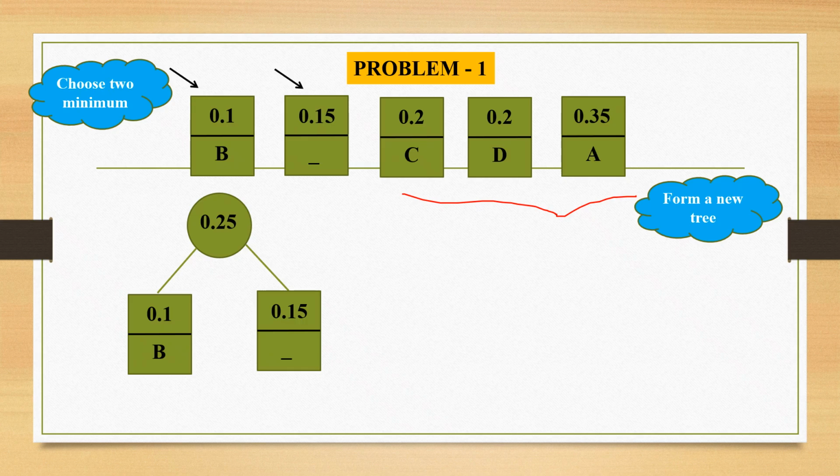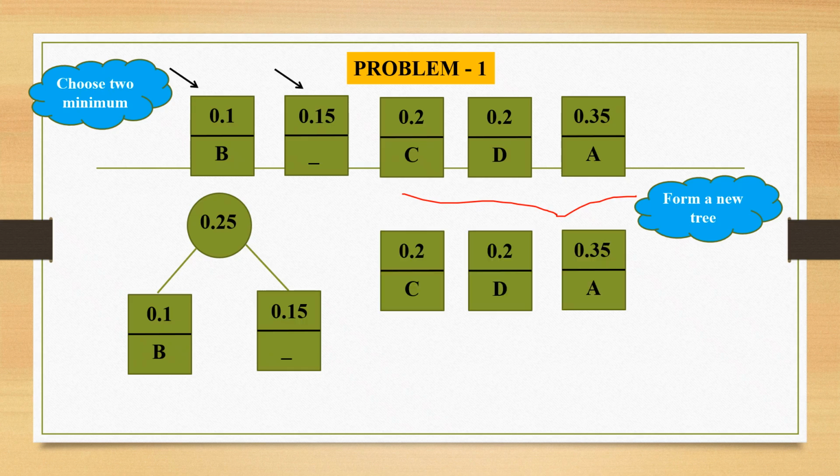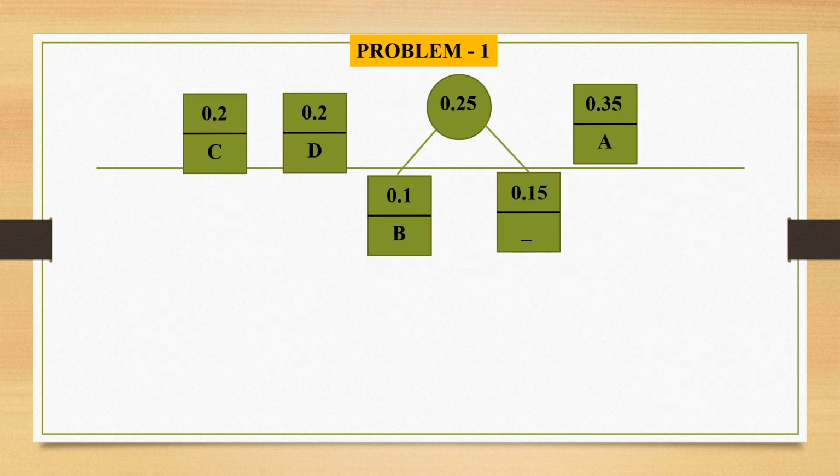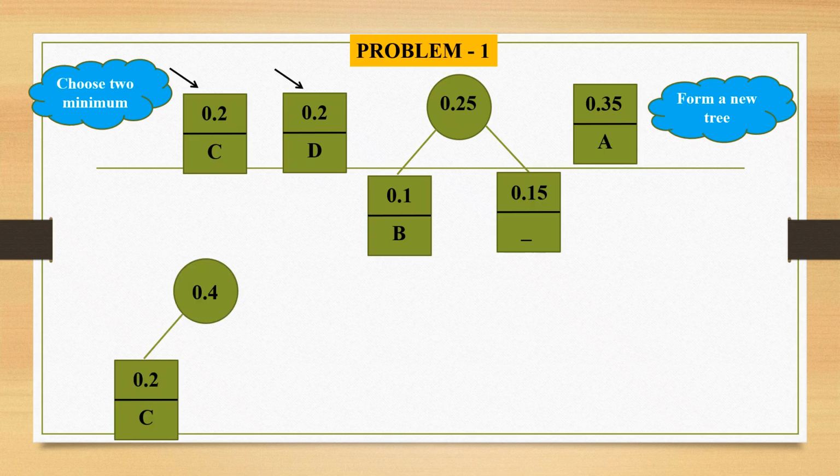Now I have to insert this new subtree along with the existing nodes, and arrange again in increasing order. After arranging, I repeat the procedure. Find the least two frequencies, that is C and D. Add these two frequencies and form a new subtree. So 0.2 plus 0.2 is 0.4. C becomes left and D becomes right.